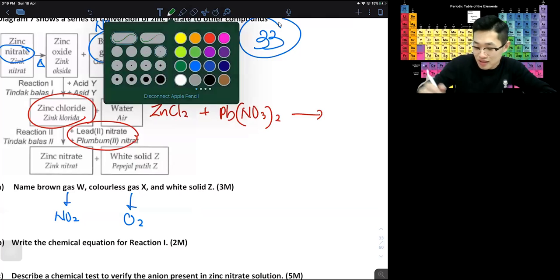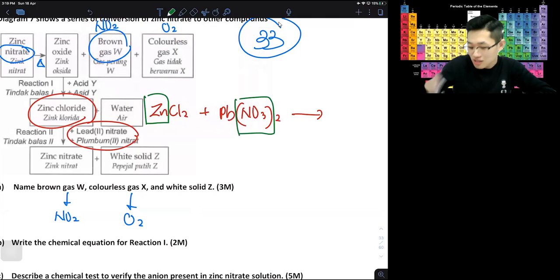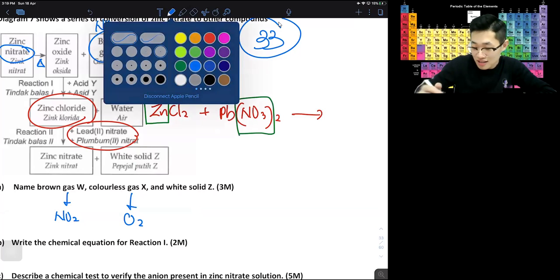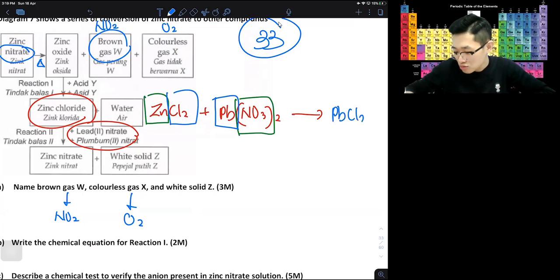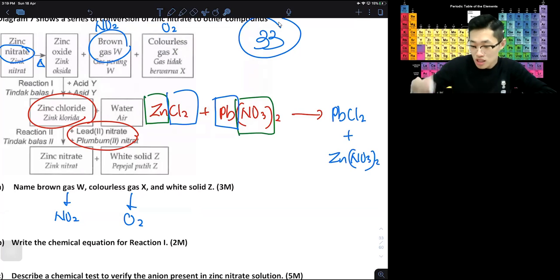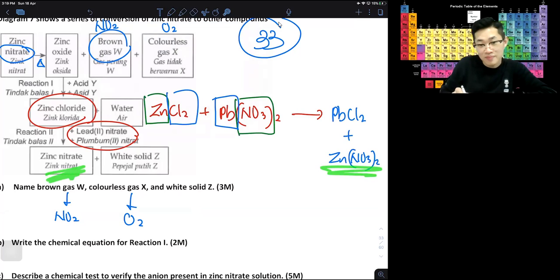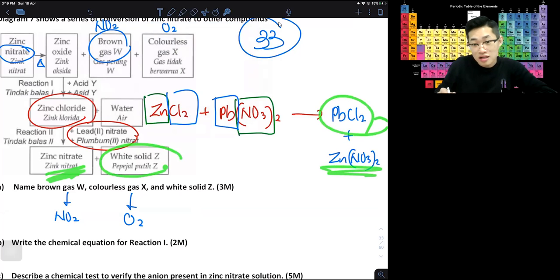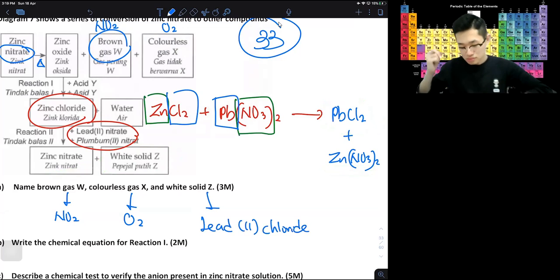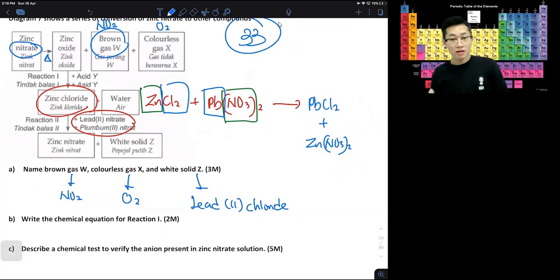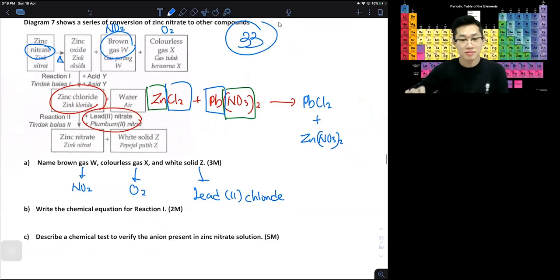Exchange, Zn and the nitrate. Pb and the Cl. PbCl2 plus Zn and NO3 2. See? Zinc nitrate. So this one must be lead-2 chloride. Correct. Very good. Just like that. Easy, right? Easy.